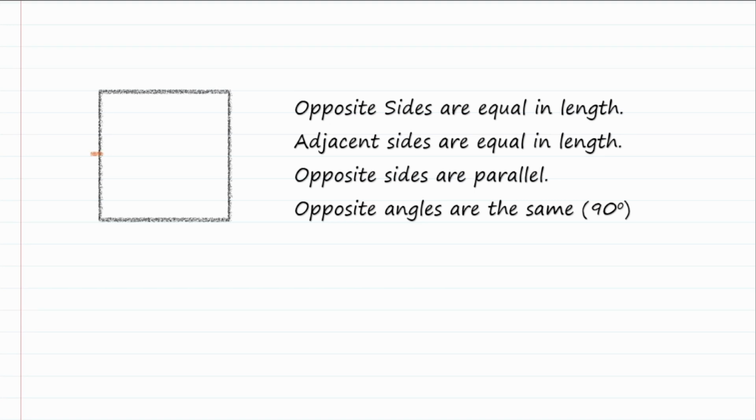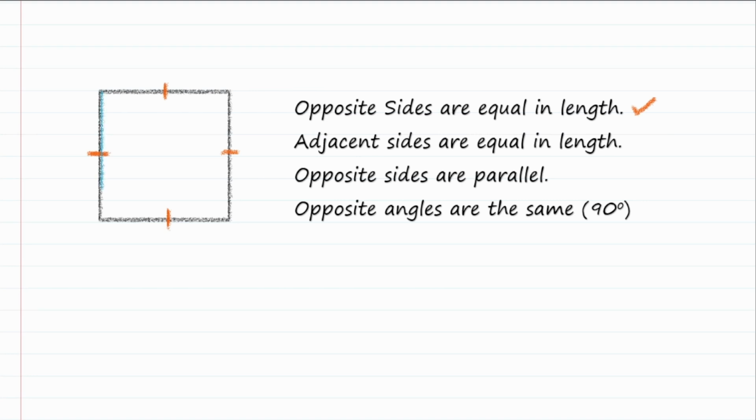Well, I can see that in a square, the left-hand side is the same length as the right-hand side, and the top is the same length as the bottom. And because it is a square, I know that all of these measurements are going to be the same, so I'm only going to put one line marking on all of them. So this is true. Left is opposite from right and top is opposite from bottom. So the opposite sides are, in fact, equal in length.